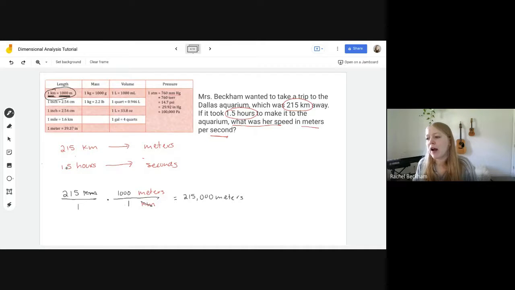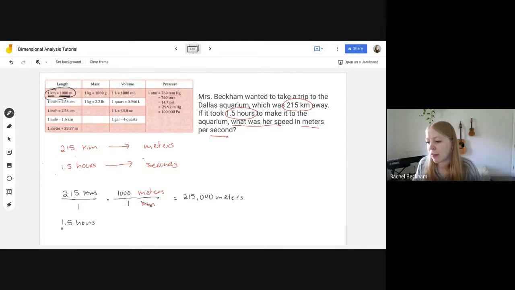Now I'm going to do it for hours to seconds. So I'm going to write down what I start with, which is 1.5 hours. Okay, and let's think about this. I need to go from hours to seconds. Does anyone know how many seconds are in an hour? You might think it's 60, but that's how many seconds are in a minute, right? So I'm going to go from hours to minutes to seconds, because off the top of my head, I don't remember how many seconds are in an hour, and I don't want to try to guess with that.